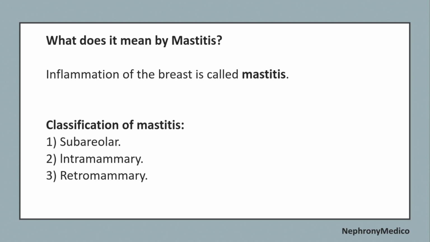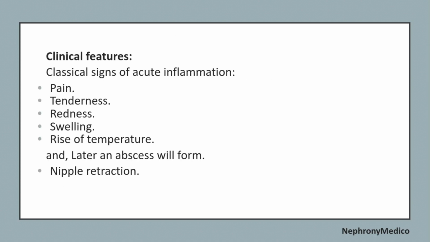Classification of mastitis. It can be subareolar, intramammary or retromammary. Now, clinical features. Classical signs of acute inflammation like pain, tenderness, redness, swelling and rise of the temperature may be seen, and later abscess formation may be seen. Nipple retraction is also present.